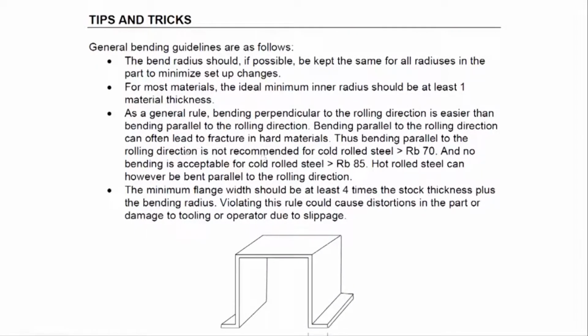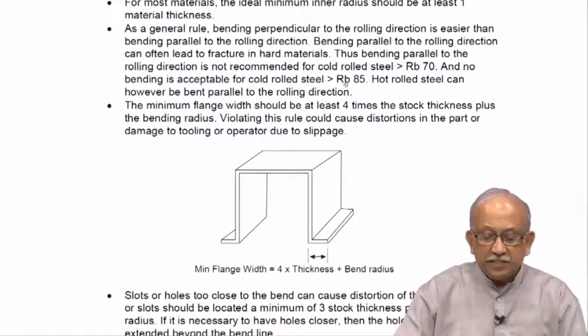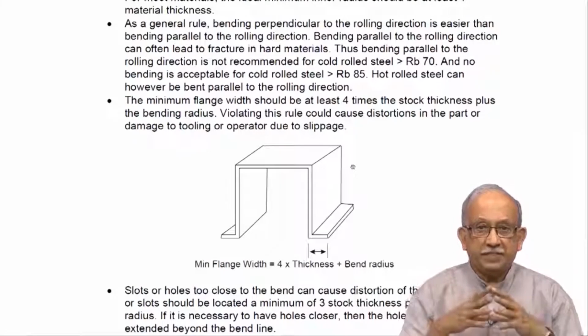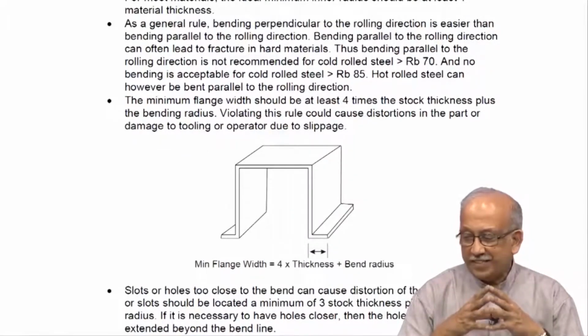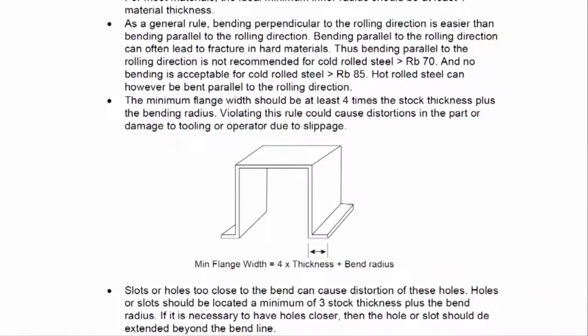Now, you see here, hot rolled sheet can be bent parallel to the rolling, but for cold rolled sheet we have a little problem about this thing. Minimum flange width should be at least 4 times the stock thickness plus the bending radius. Violating the rule should cause distortions in the part or tooling or operator due to slippage. Once again, relatively important point.